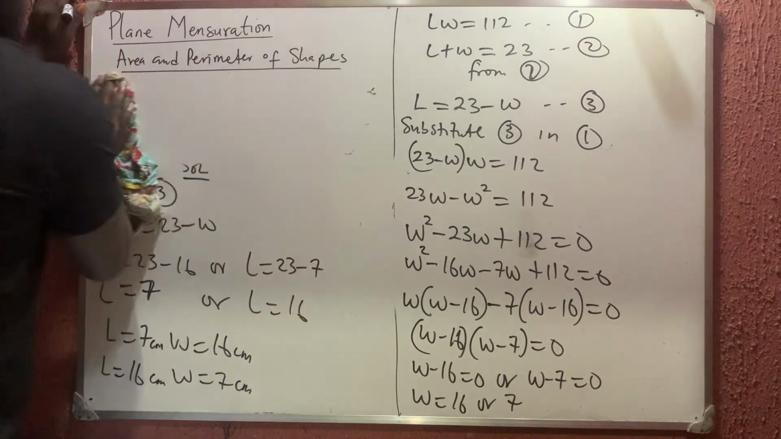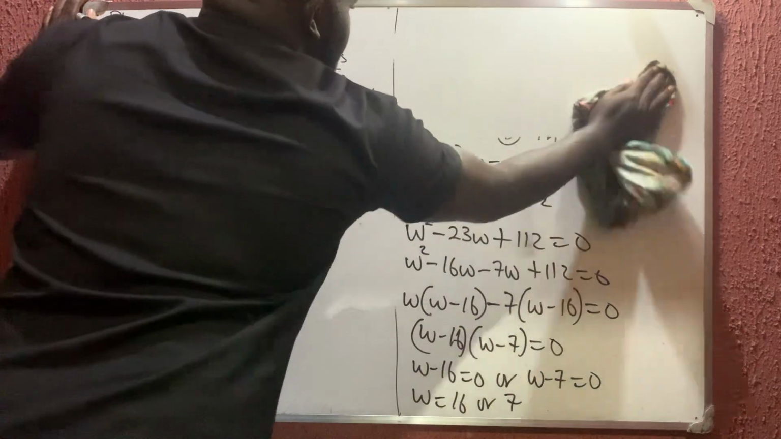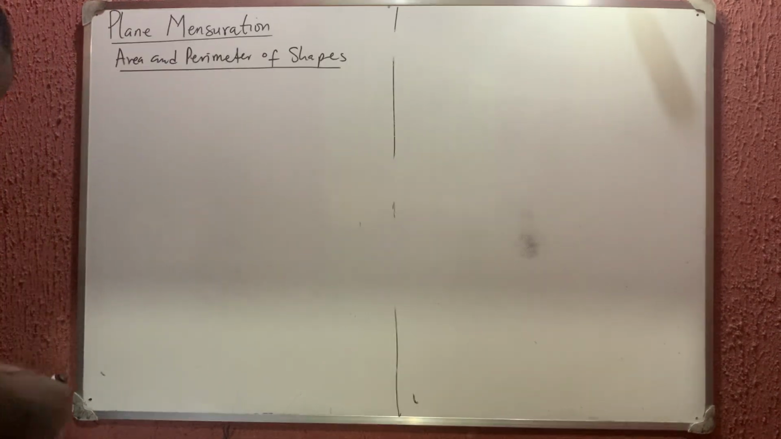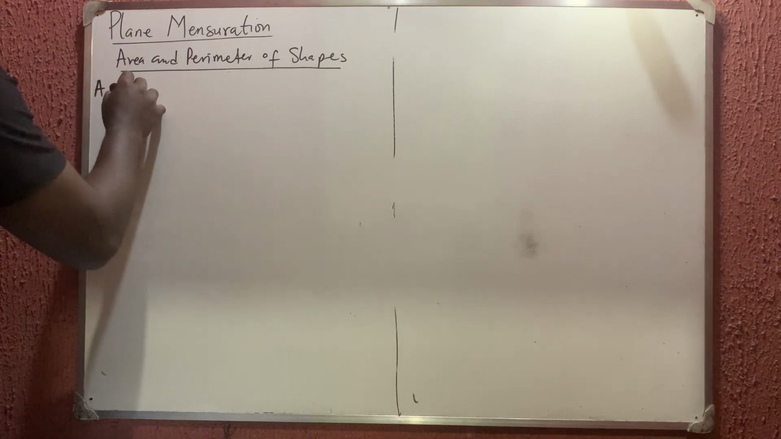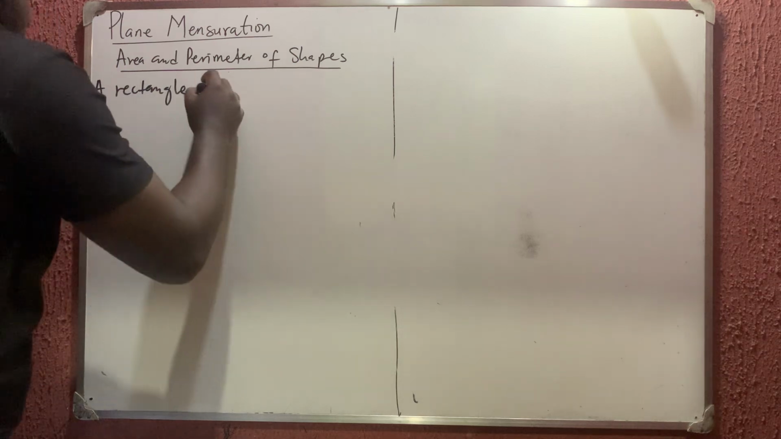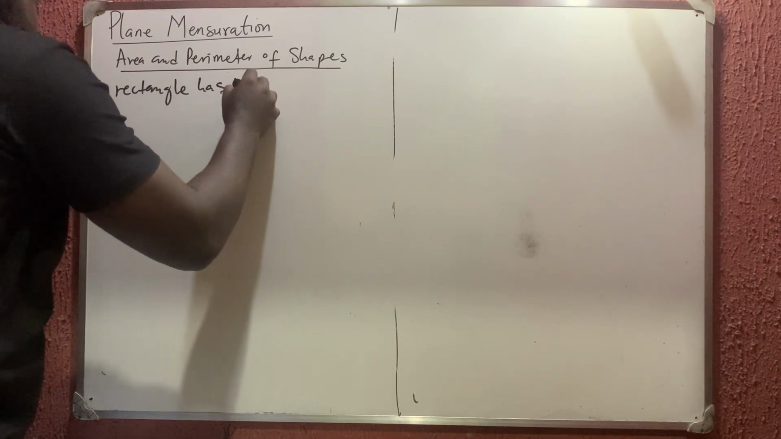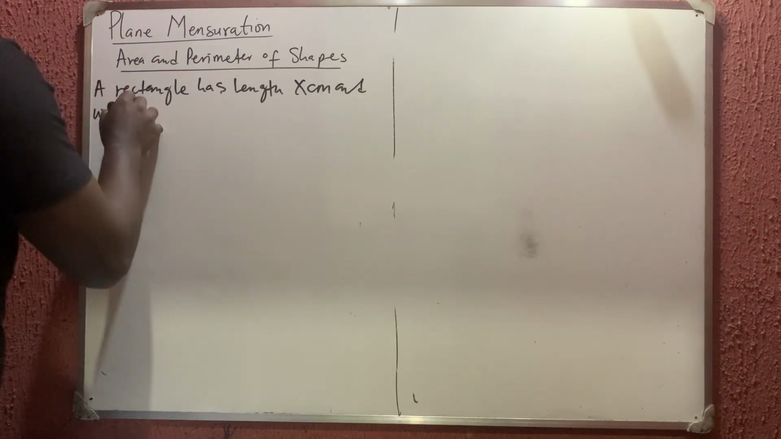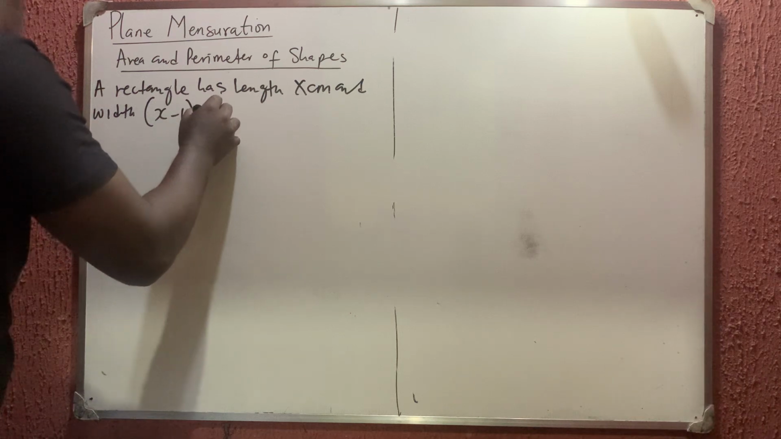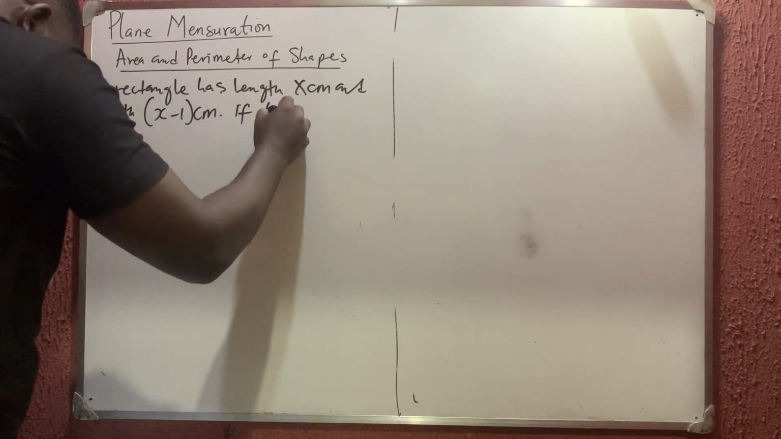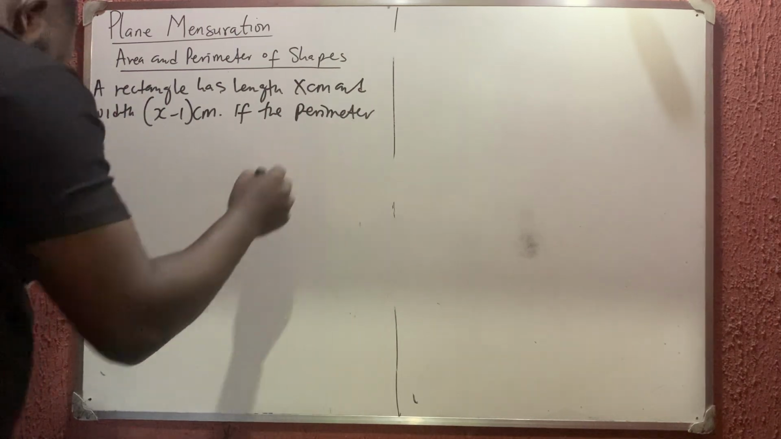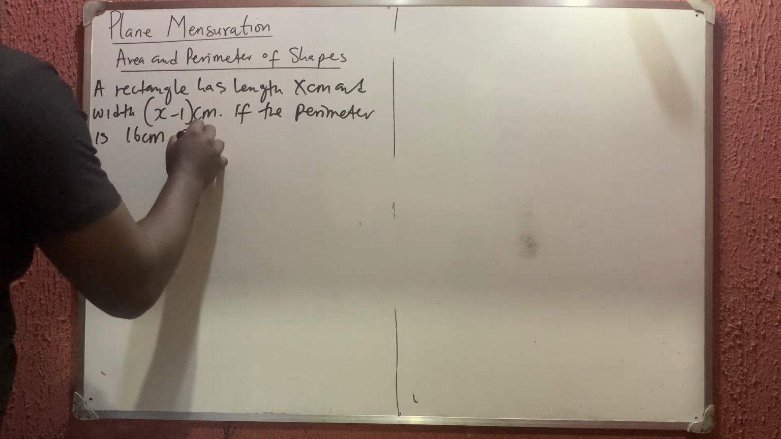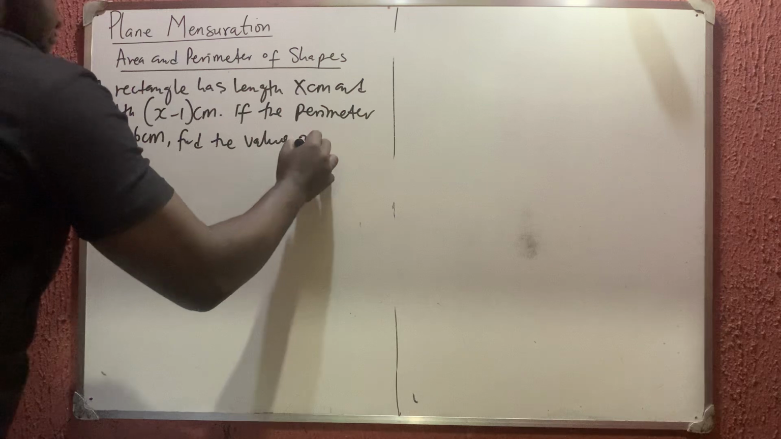So we'll go to the next question, question number 3. See? Area and perimeter of a rectangle is a very simple question. Question number 3 said a rectangle has length as x cm and width as x minus 1 cm. Then I say if the perimeter is 16 cm, we should find the value of x.